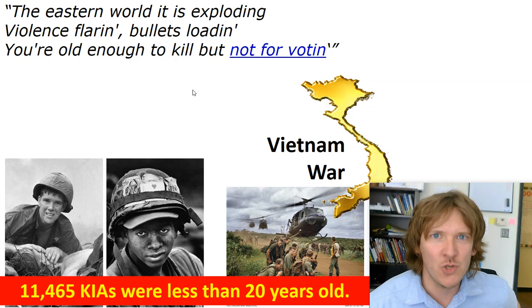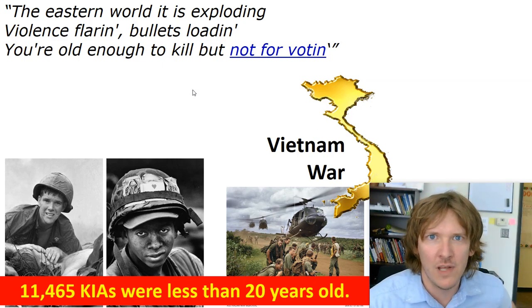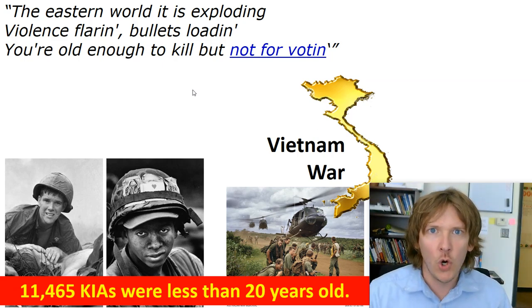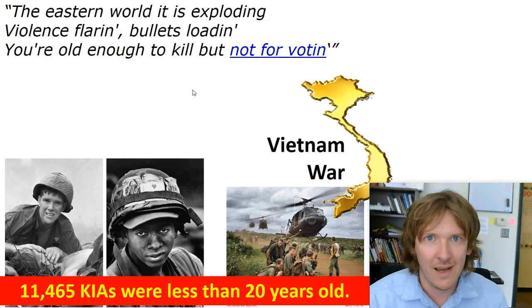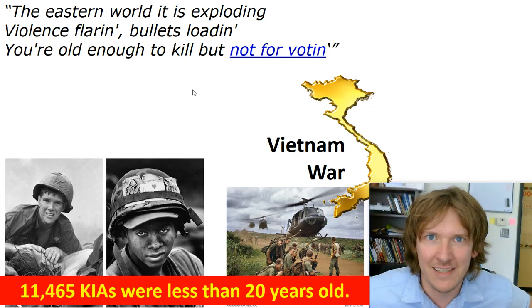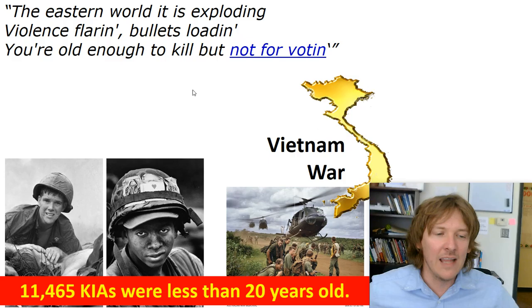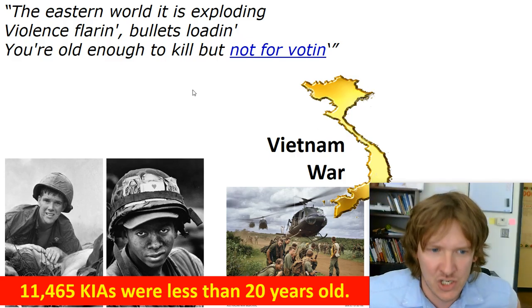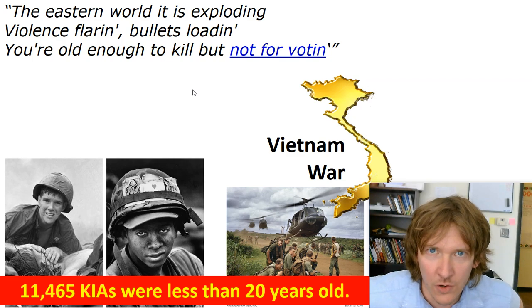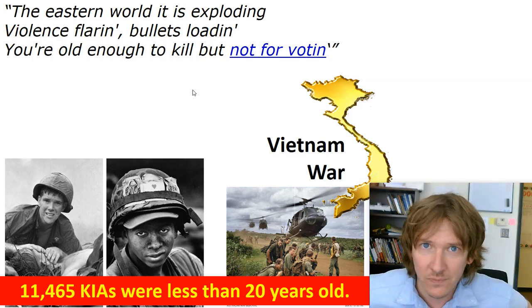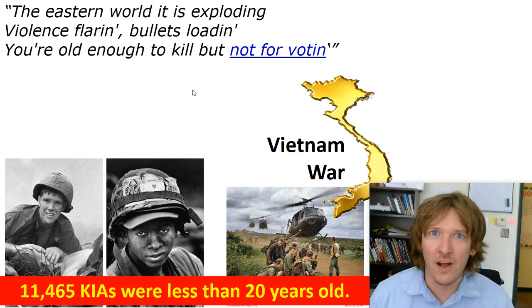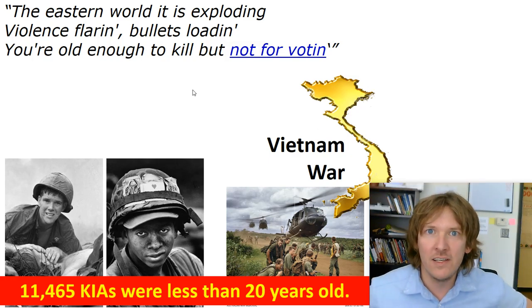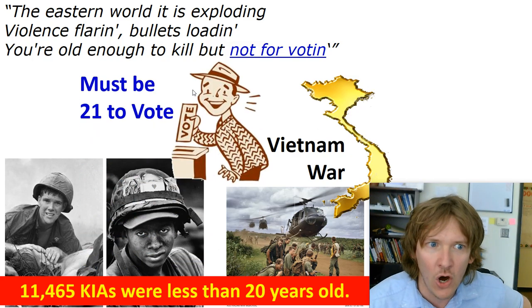The voting age was 21 going into the Vietnam War. So that means if you were under 21, you couldn't vote for the government. And the government are the ones that decide whether we go to war or not. 11,465 men were killed in action and were under 20 years old. So every one of those people that died for the country were not old enough to vote to decide whether we should even go to war at all.